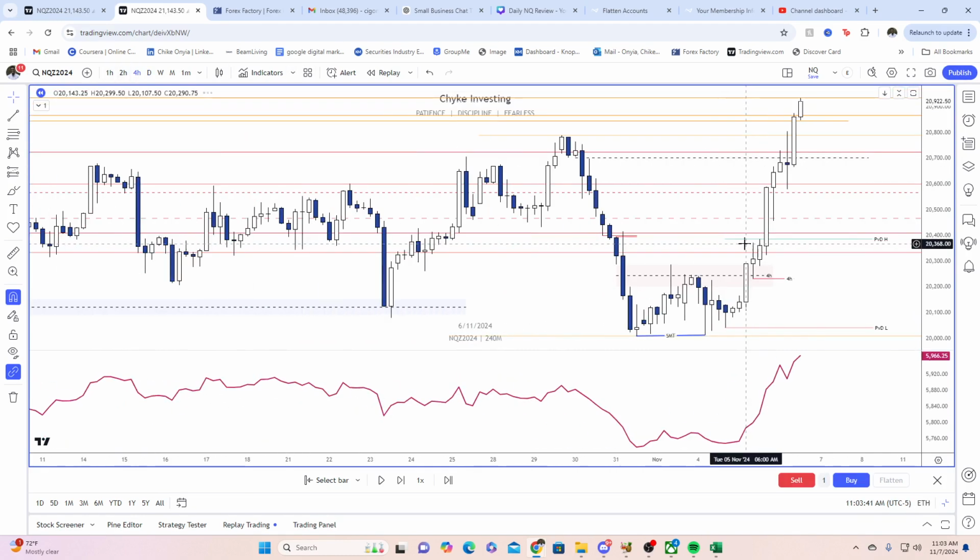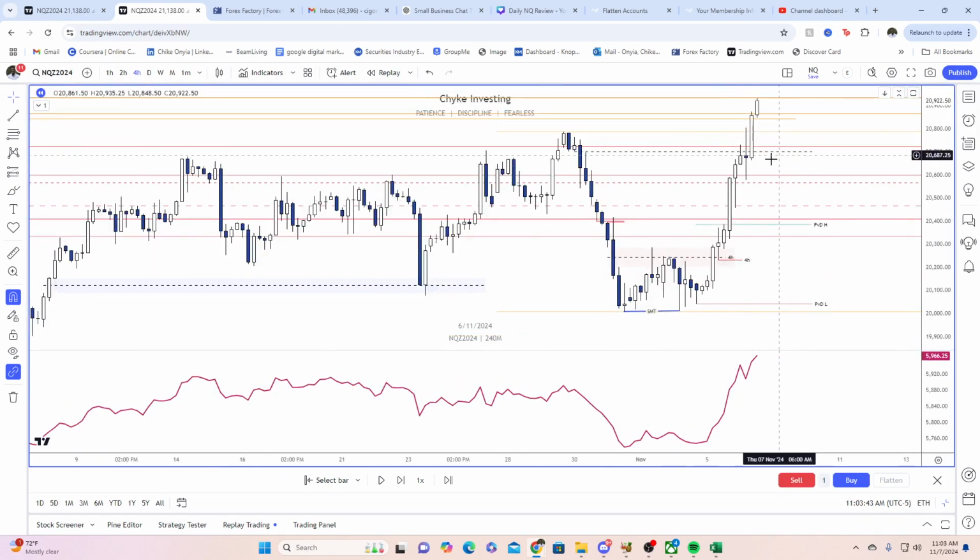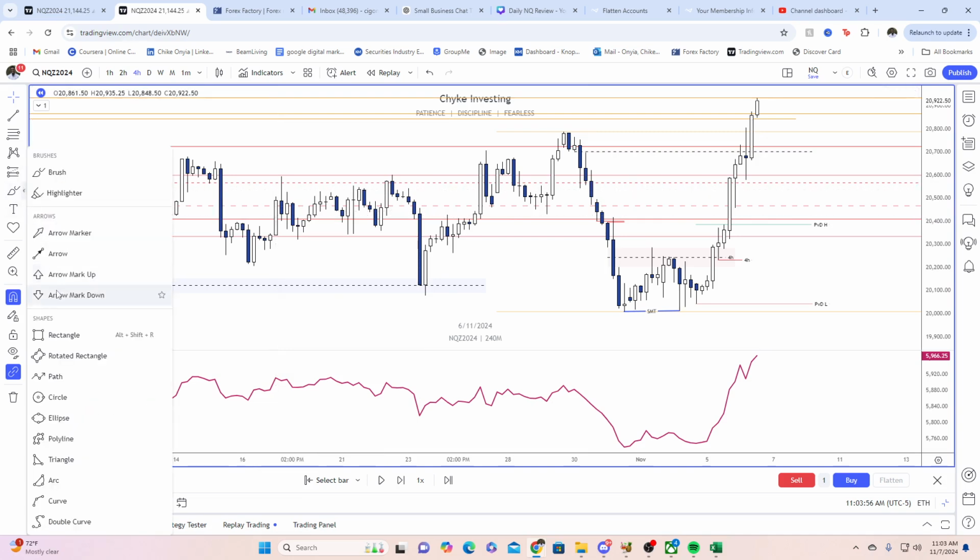Now let's go to the 4 hour. 4 hour, right? Starting yesterday. So this is the Asian 4 hour candle. We closed through this 4 hour inversion fair value gap. Let me show you that.